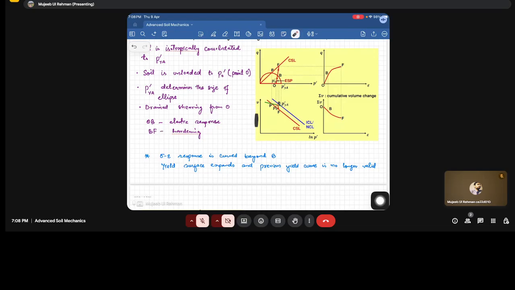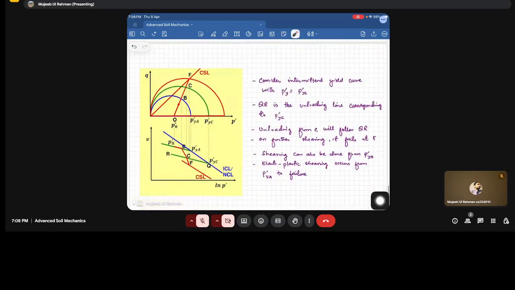Now we will take some intermediate yield curve which corresponds to P'yC. P'yC is some intermediate yield stress at which the soil is yielding. It has not reached failure yet. It's yielding. Now QR is the unloading line corresponding to P'g. Now see, here is the trap. P'yA was the earlier yield curve. Once the soil state experiences a stress greater than this P'yA, what will happen?